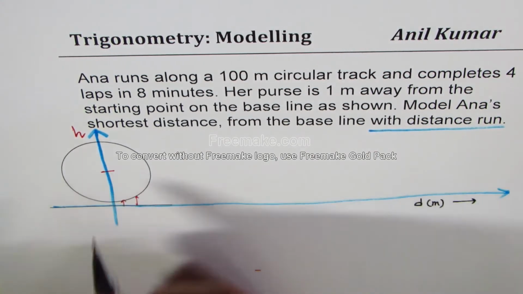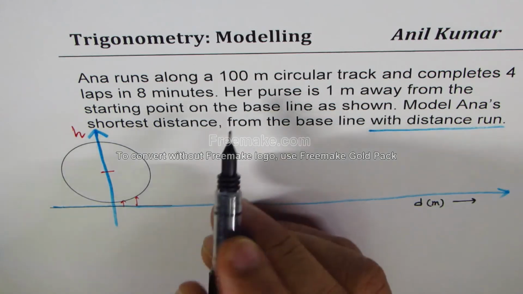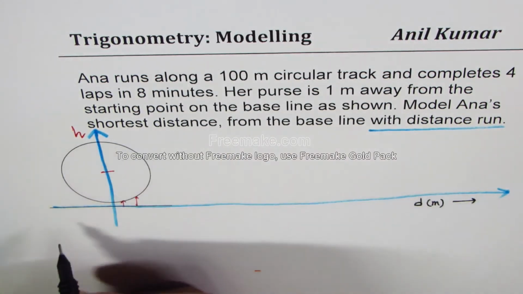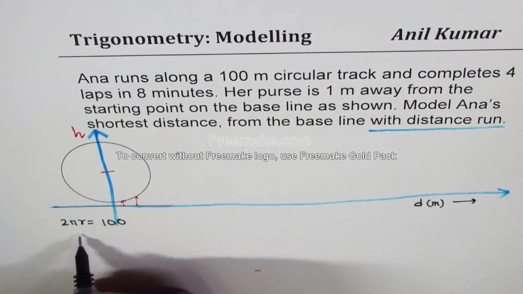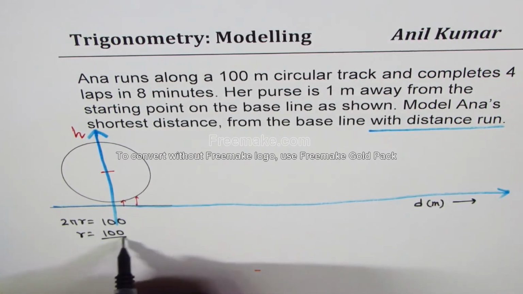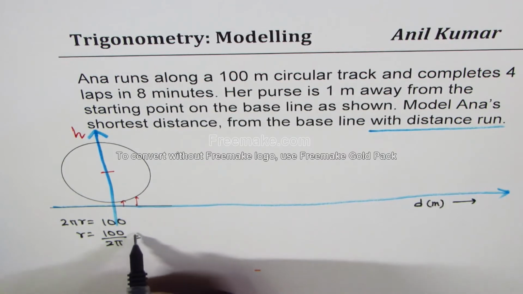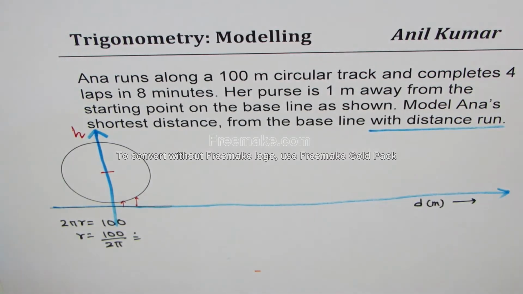Perfect. We already calculated that when 100 meters is the circumference, so we say 2 pi r equals 100. That means r is 100 by 2 pi. And we rounded this answer to, let's do it again.